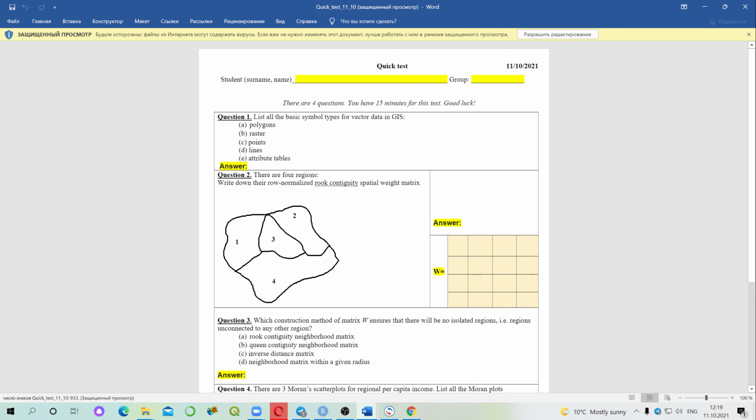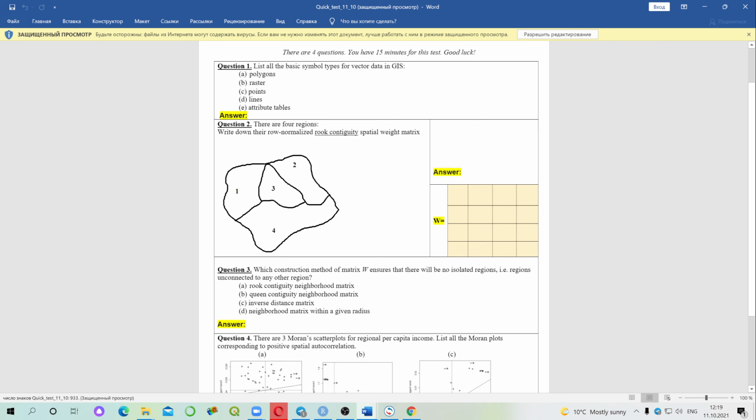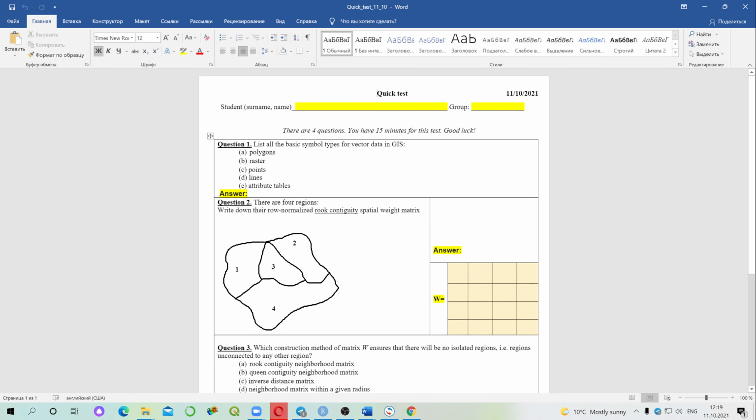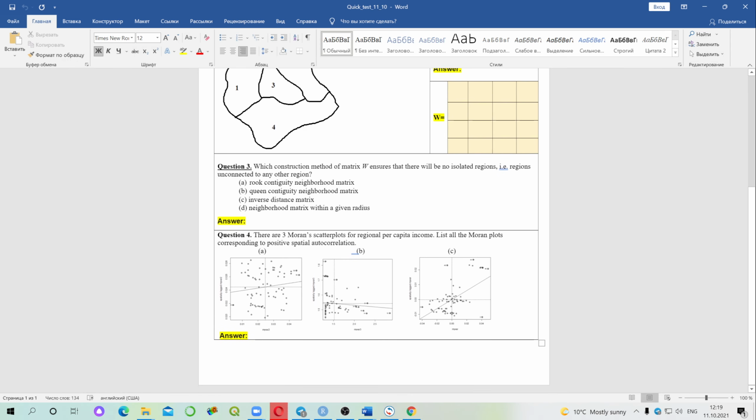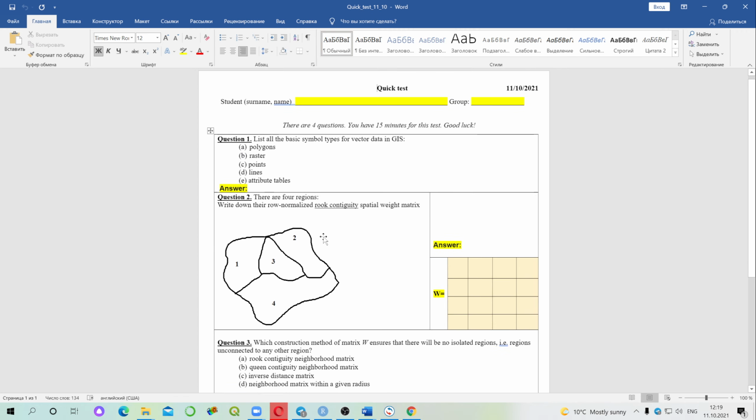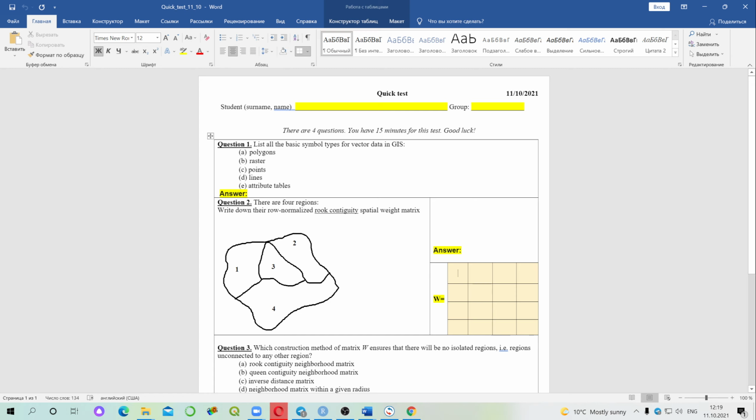This is a quick test. You should download this and open this in Microsoft Word and add your answers to the file, then save it, and please upload this.